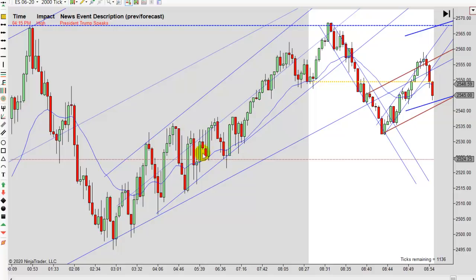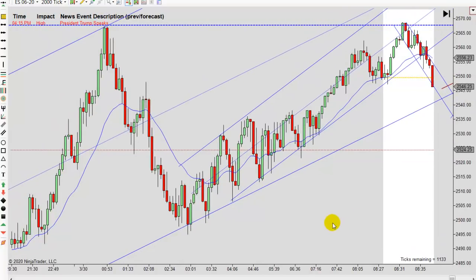And second entries are failing in both directions. That's just congestion or a range, and you're better off to stay out of it. Here's a nice second entry short. It's not a very good signal bar. It's very neutral. But notice we got a leg down, and then you got two legs of correction. So that's a two-legged correction and a second entry short. That's all a second entry is: two legs of correction.